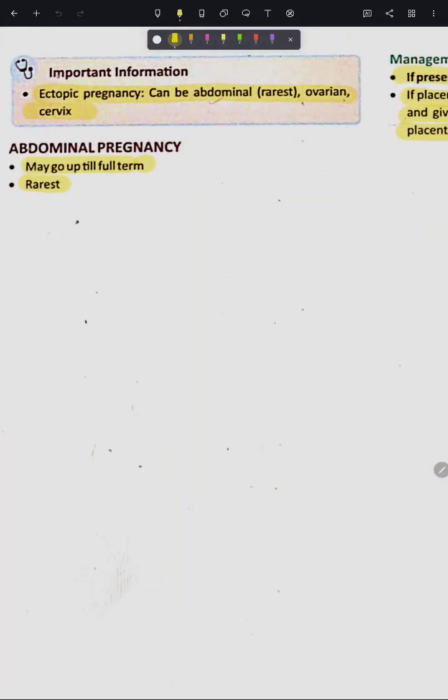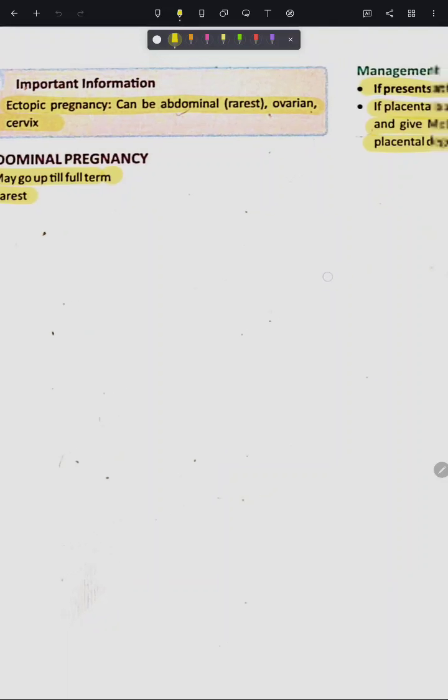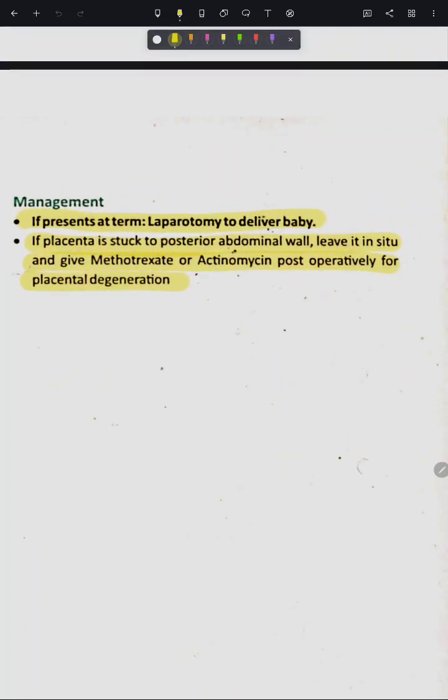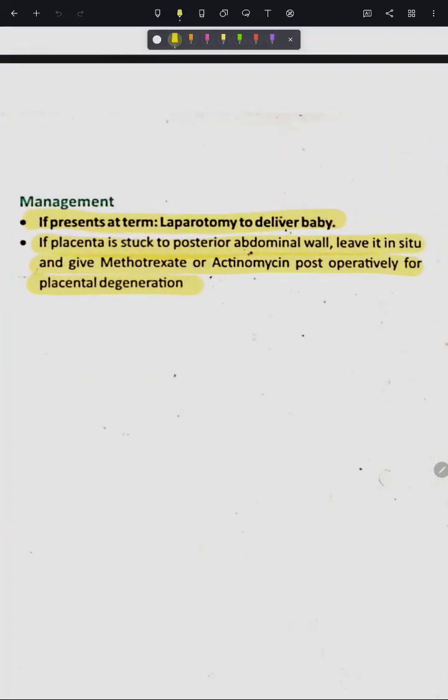Important: ectopic pregnancy can be abdominal, which is rarest, ovarian, and cervical. Abdominal pregnancy may go up to full term. It is the rarest form. Management: if present at term, laparotomy to deliver the baby. If the placenta is stuck to the posterior abdominal wall, leave it in situ and give methotrexate and actinomycin postoperatively for placental degeneration.